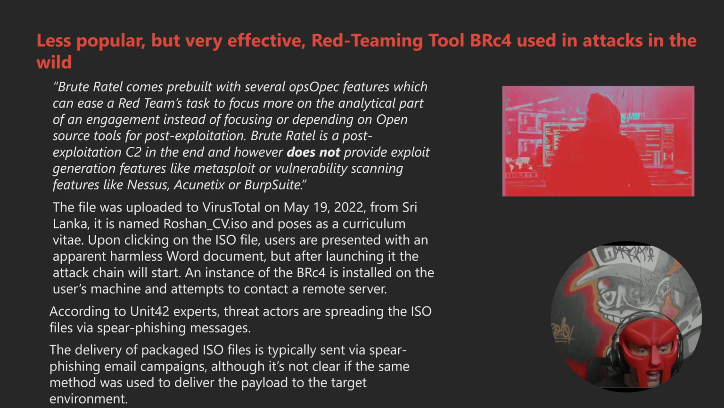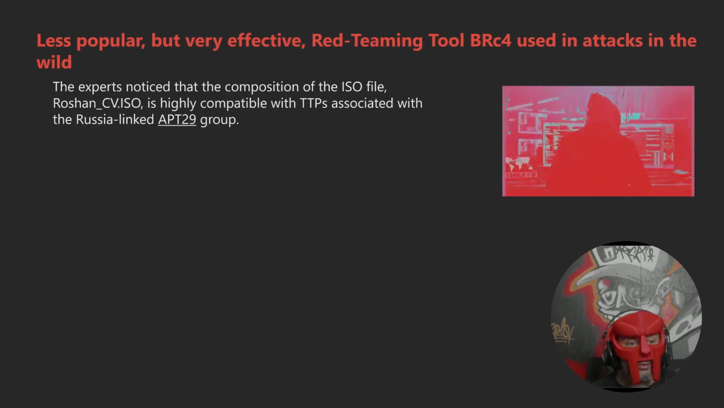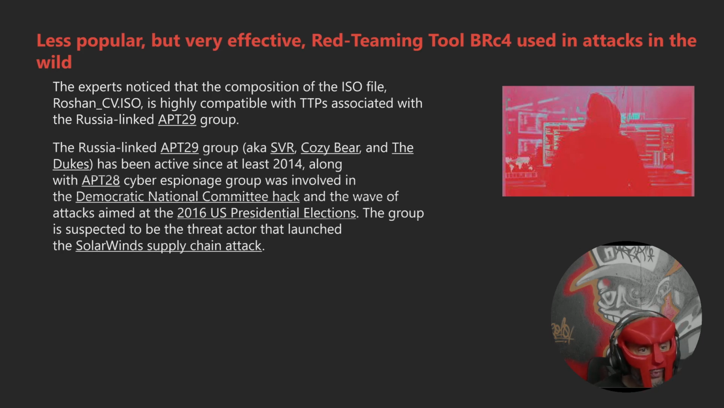"The delivery of the packaged ISO file is typically sent via spear phishing email campaigns, although it's not clear if the same method was used to deliver the payload to the target environment." The experts noticed that the composition of the ISO file, Russian_cv.iso, is highly compatible with TTPs associated with the Russia-linked APT29 group. The Russia-linked APT29 group, aka SVR, aka Cozy Bear, aka the Dukes, has been active since at least 2014.